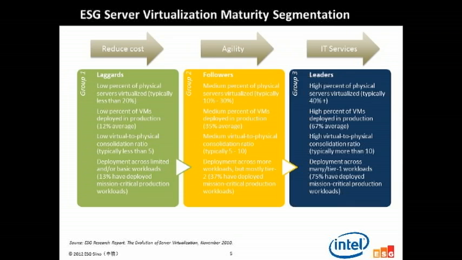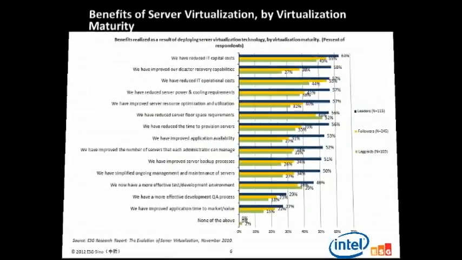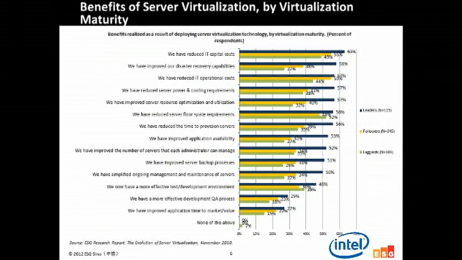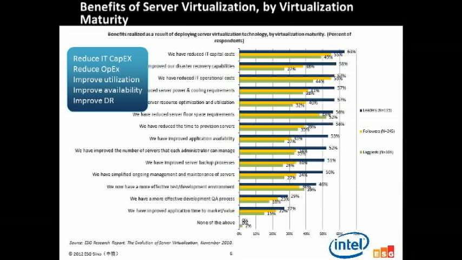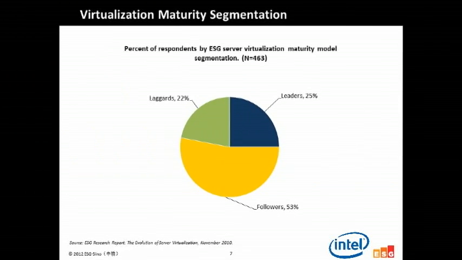Let's have a look at what the storage challenges are as server virtualization maturity increases. For all three groups, customers benefit from server virtualization by reducing CapEx and OpEx, improving utilization and data availability, and improving the DR process. However, the higher the virtualization maturity, the more they benefit. In our research, only 25% of the respondents are in the leader segment, and 75% are in the follower or laggard groups.